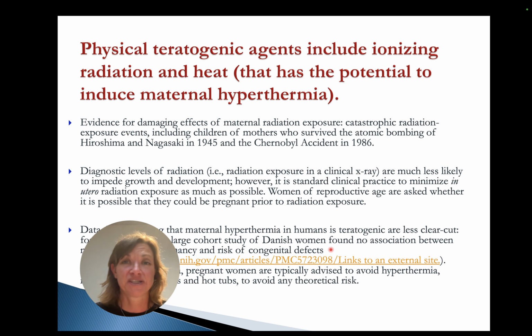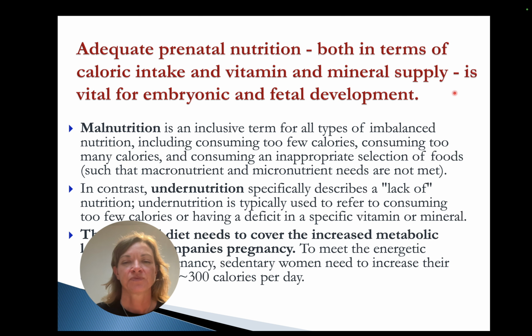And the reason for these precautions is that animal studies of maternal hyperthermia have revealed teratogenic effects. So the data on humans are much less clear-cut for heat, but it's out of caution that pregnant women are advised that way. Now, the second potential teratogen has to do with the maternal metabolic environment, and that's governed in large part by maternal nutrition.